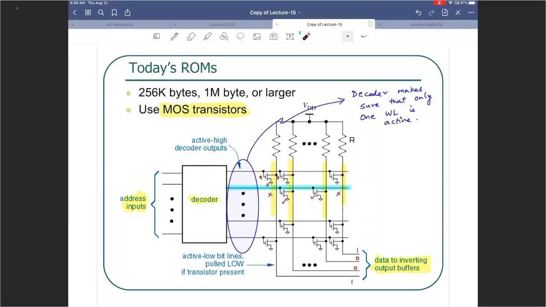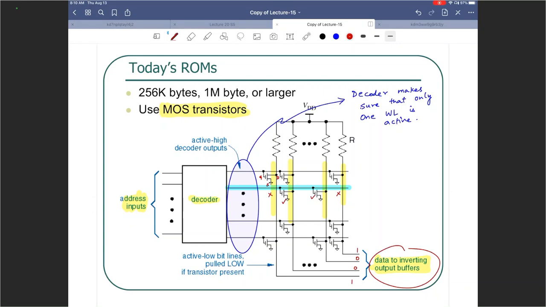So let's move forward here. Our bit lines over here are pulled low if the transistor is present, like we suggested. So we would need the inverting output buffers in this case to invert that mechanism. By inverting that again, if the transistor is present, we will be storing a 1. If there's no transistor, then we will be storing a 0. That can only happen after the inverting output buffers. Where did we see this before?